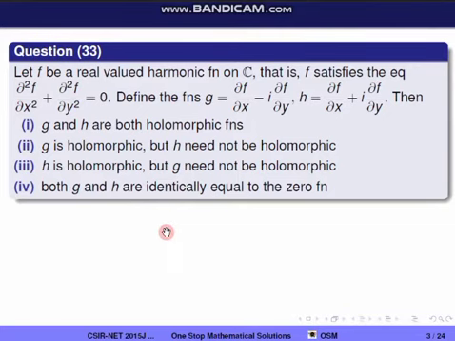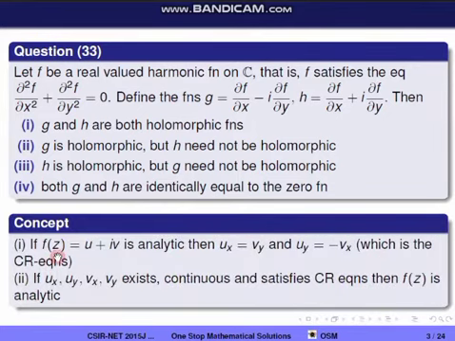So we look into the concept used. If f(z) = u + iv is analytic, then ux = vy and uy = −vx. These equations are called the CR equations, that is, the Cauchy-Riemann equations. If the CR equations are not satisfied, then f is not analytic. If ux, uy, vx, vy exist and are continuous and satisfy the CR equations, then f(z) is analytic. So now we'll move on to the question.